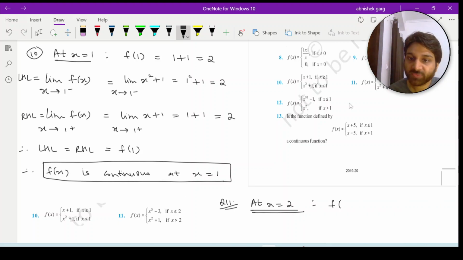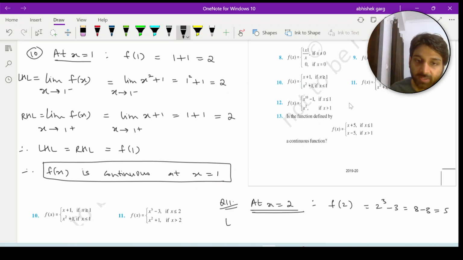All right, now let us first calculate f(2). What is f(2) going to be? Do we use the first one or do we use the second one? We will use the first one. Why? Because this is for x less than or equal to 2. So 2 cube minus 3, so this is 8 minus 3, which is equal to 5.